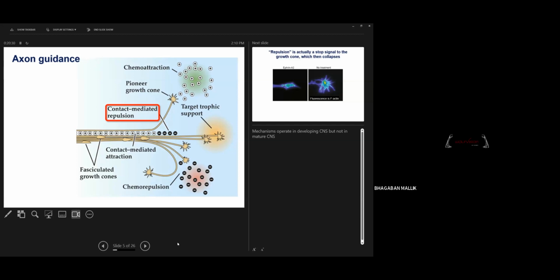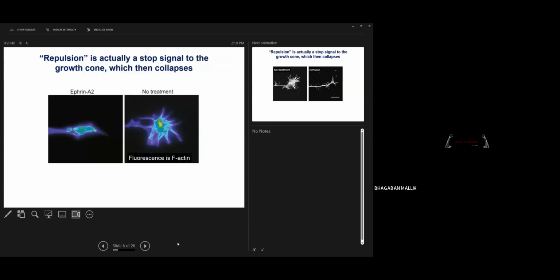Some of these neurons use a contact mediated repulsion mechanism to guide their axons. So here one example is ephrin-A2 signal. Ephrin-A2 signal is a negative signal, so the axon will not grow in that direction. So here no treatment, this is only the control one. You can see that the actin is stained with an antibody. Sorry, you can use a dye or antibody to stain actin. So you can see that in the control, where they have not treated with ephrin-A2, they had nice projection of filopodia. The growth cone is nicely organized. You can see the actin bundle. This is how the growth cone looks.